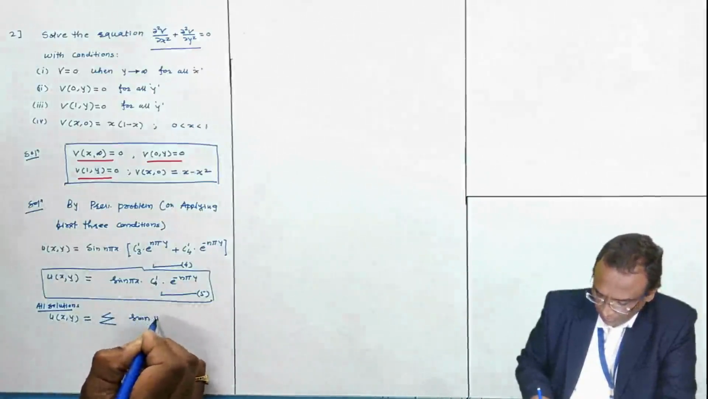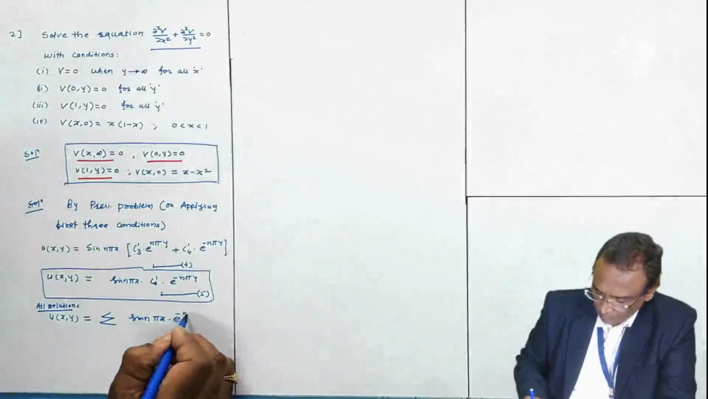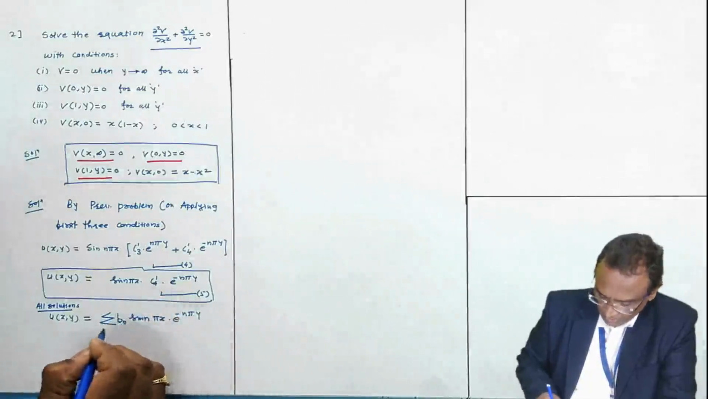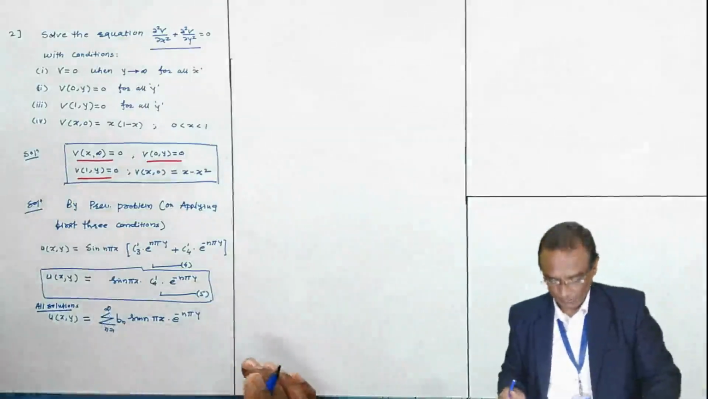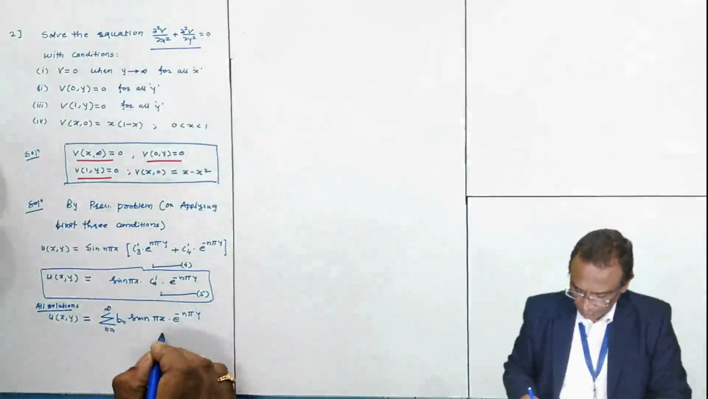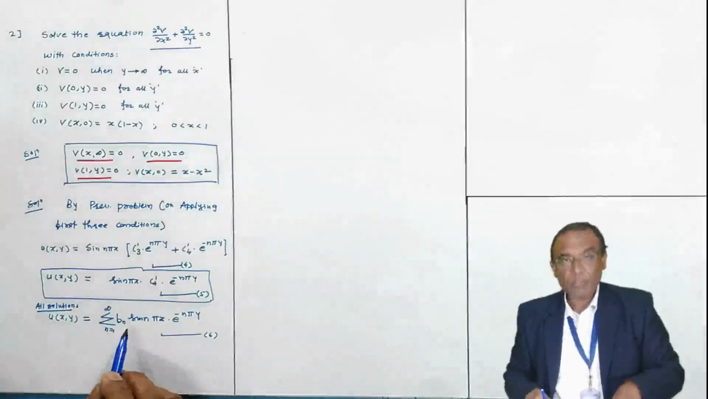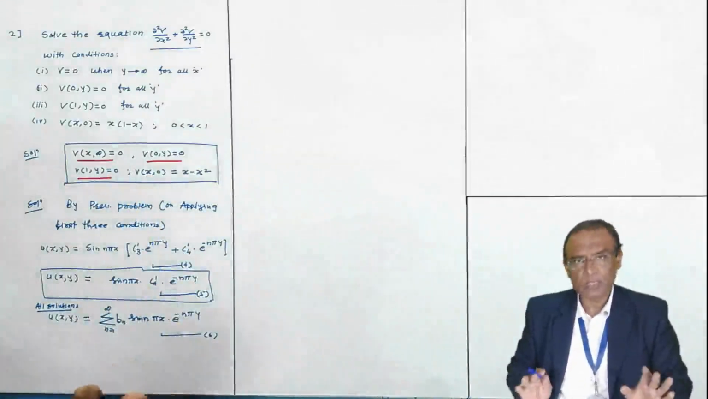Sin n pi x e to the power minus n pi y, and c4 dash is replaced by summation bn in this way. Okay, in short. Now this is our equation 6. So you may write equation 6 directly also, on applying these three conditions.